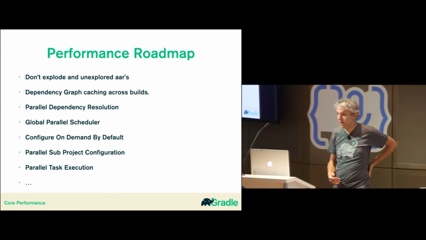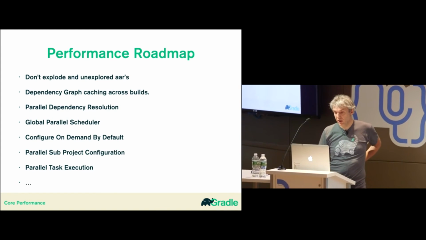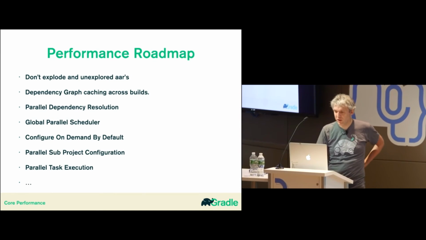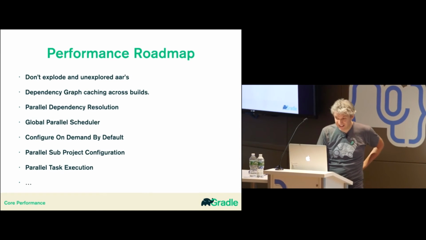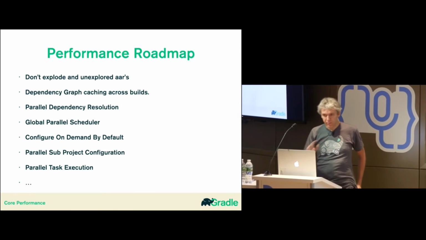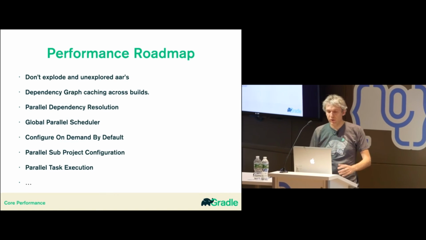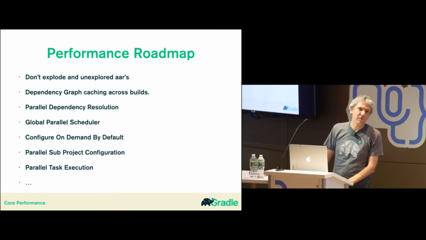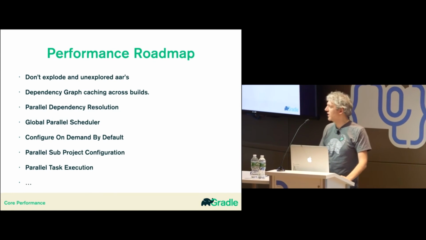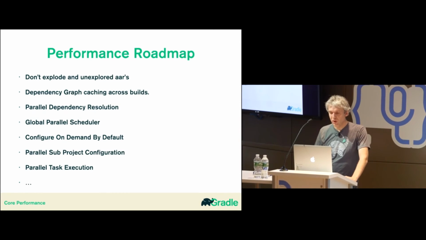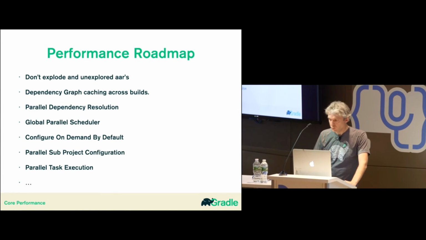So that is something we're working on, a parallel scheduler and parallel sub-project configuration to get the configuration time even more down, parallel task execution. So all stuff we work on with a big team, so you can expect with every Gradle release significant performance improvements over the next 6 months, right? We will have probably 3 releases over that time, and every release will be significantly faster than the one before. I'm very confident about that.